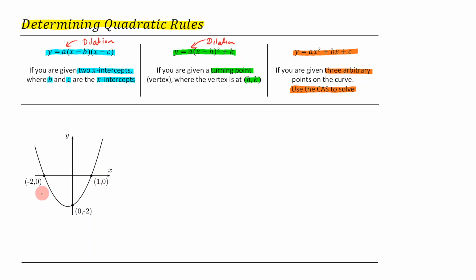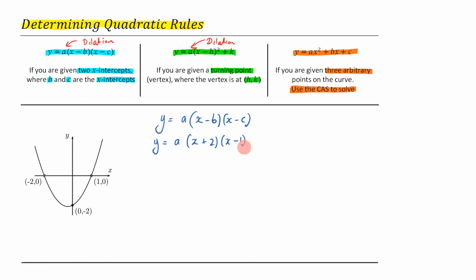So this one, we want to determine the quadratic rule for this. What we want to take note of is the key features that we've been given. We've been given the x-intercepts. So that means we're going to be using this quadratic rule right here. Again, don't forget that dilation factor at the front, which is a. Then it's going to be x minus b, x minus c. The next thing you're going to do is put in the information about the x-intercepts. We have x-intercepts at negative 2 and 1. So that means it's going to be x plus 2, x minus 1.